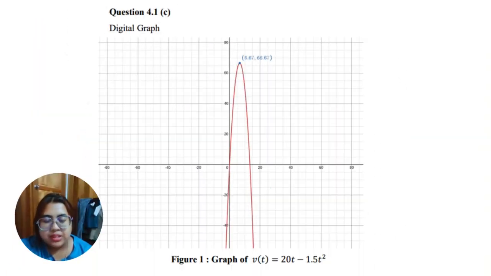Hi everyone, my name is Christina. I will explain question 4.1c, which is a graph of velocity against time. The velocity equation is V(t) equals 20t minus 1.5t squared.